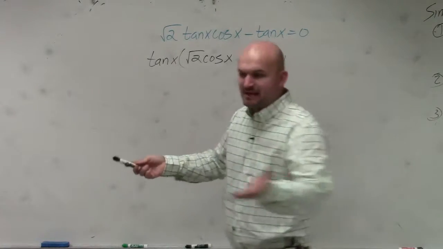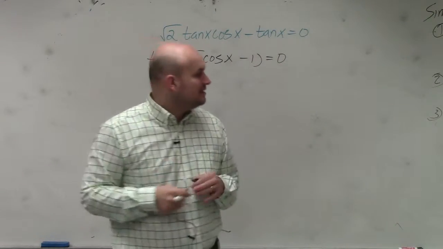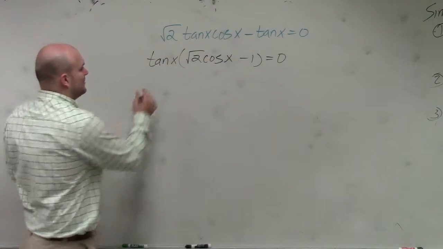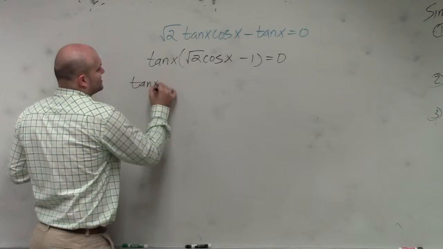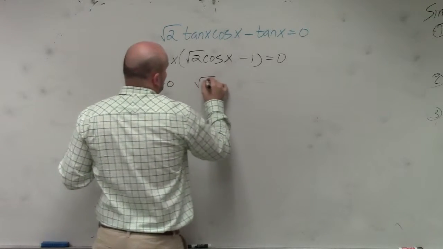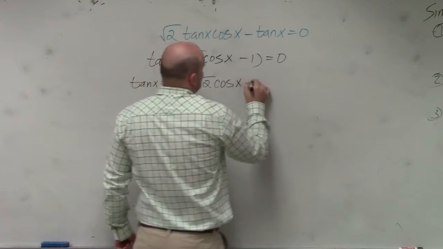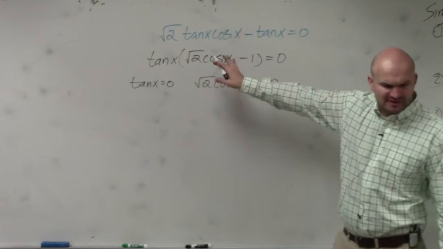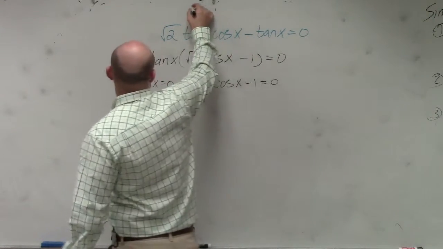Okay. So now I see that I have an expression that's a product of two expressions equal to 0. Going back to my knowledge of what we did with quadratics a while ago, I know I could apply the zero product property. So I could say tangent of x equals 0, and the square root of 2 cosine of x minus 1 equals 0. Now I can solve them separately. And again, we're trying to find the solutions between 0 and 2 pi, correct?